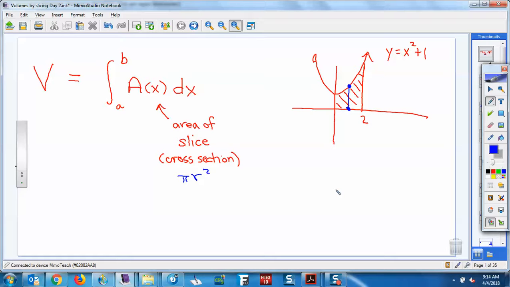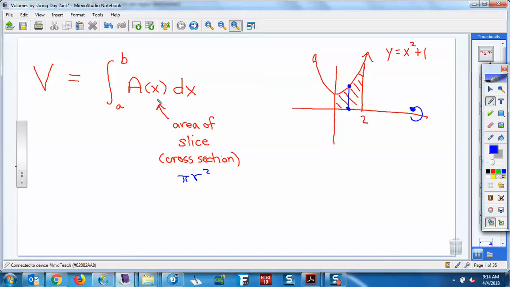So they'd say, okay, let's take y equals x squared plus 1 from 0 to 2. Let's revolve that around the x-axis. Okay, and let's find that volume.